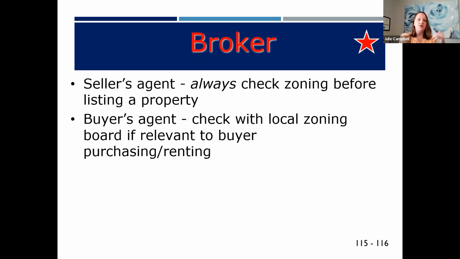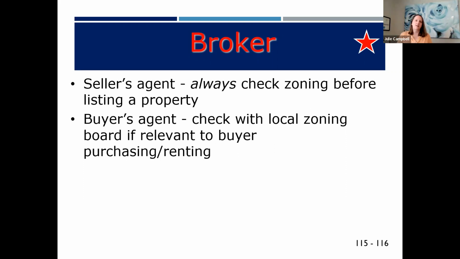If you're the seller's agent, you're working with the seller. Zoning is what's known as a material fact. Now we're going to do a deep dive into material facts next week. We're going to learn all about material facts. Right now, what we need to understand about a material fact is it's something that I have to disclose. And zoning is one of those things that the listing agent, the seller's agent, has to disclose. They have to advertise the zoning in their listing.